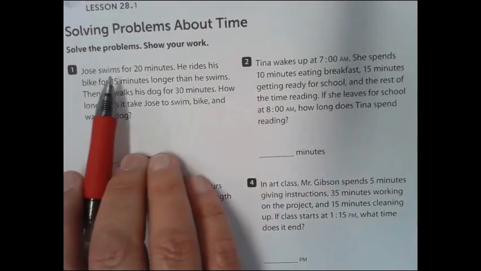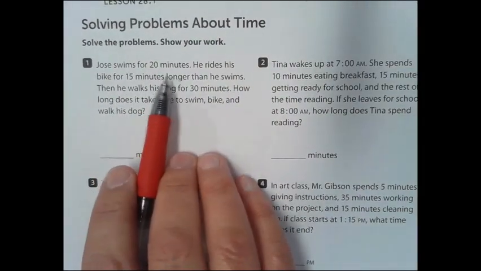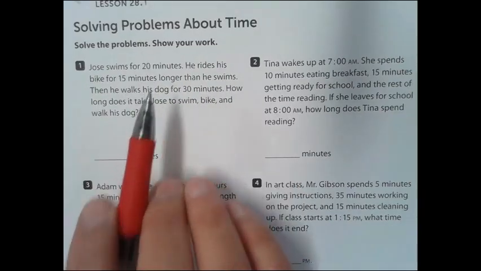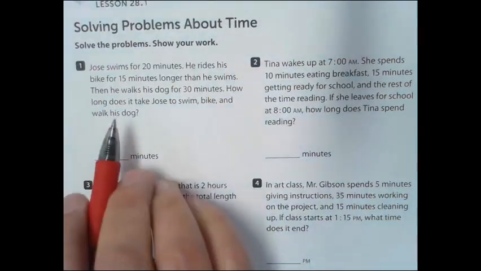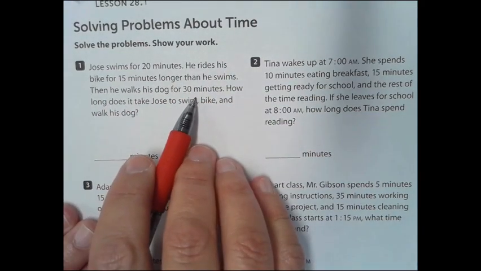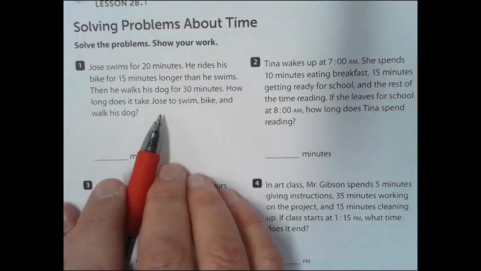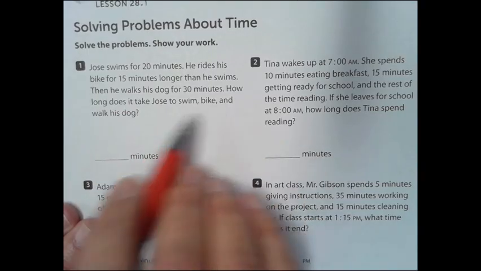All right, so we have Jose. He swims for 20 minutes. He rides his bike for 15 minutes longer than he swims, and then he walks his dog for 30 minutes. And then how long does it take Jose to swim, bike, and walk his dog?